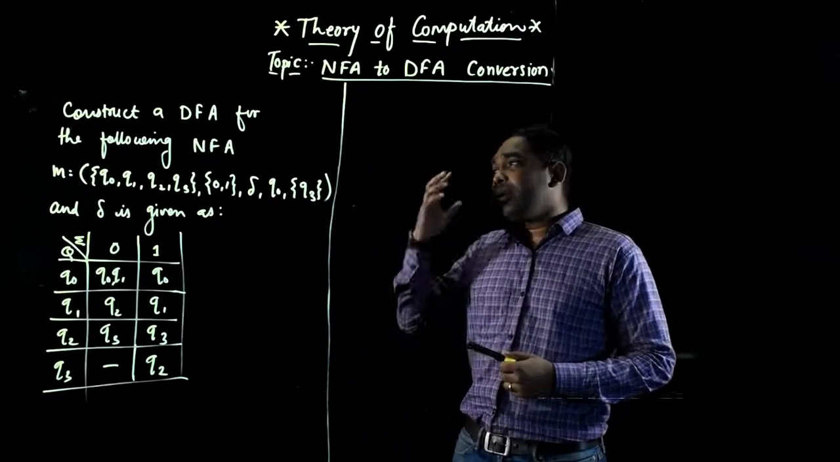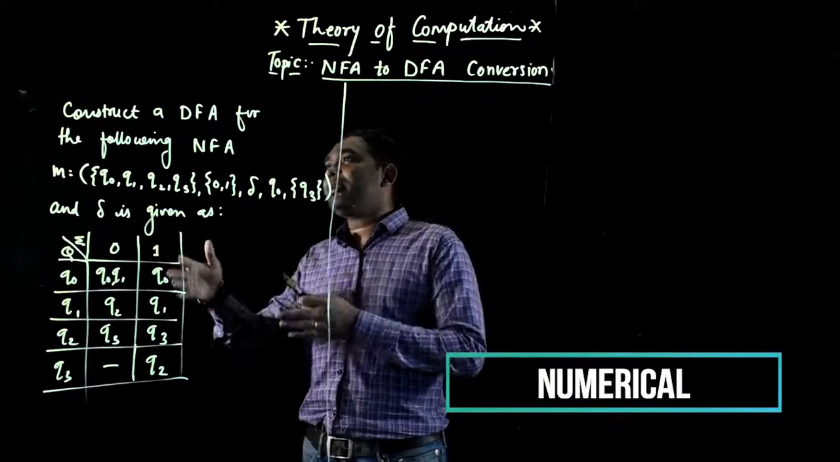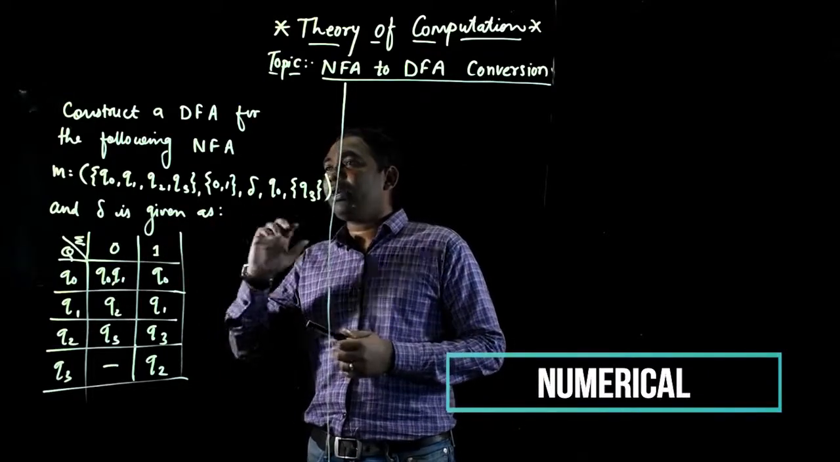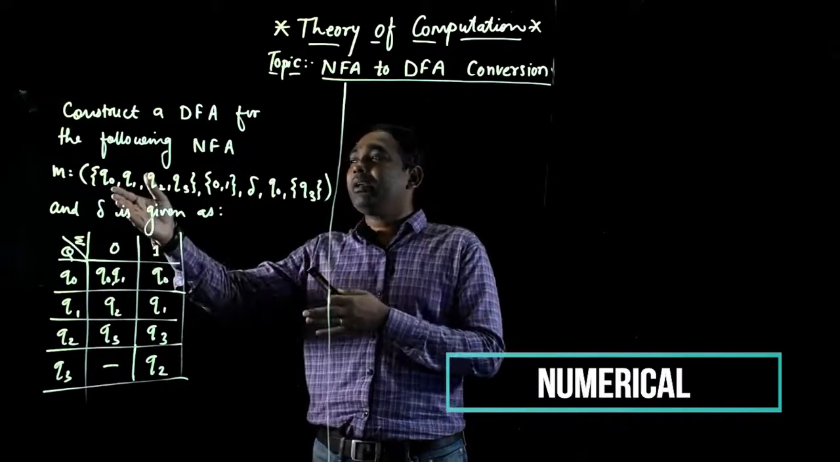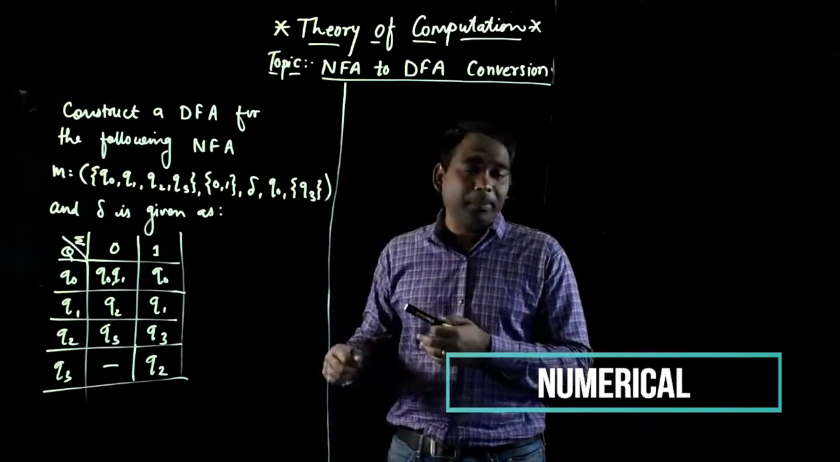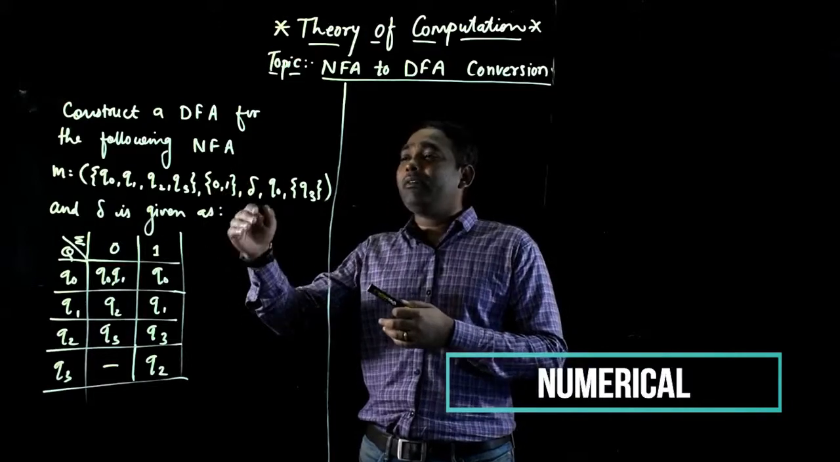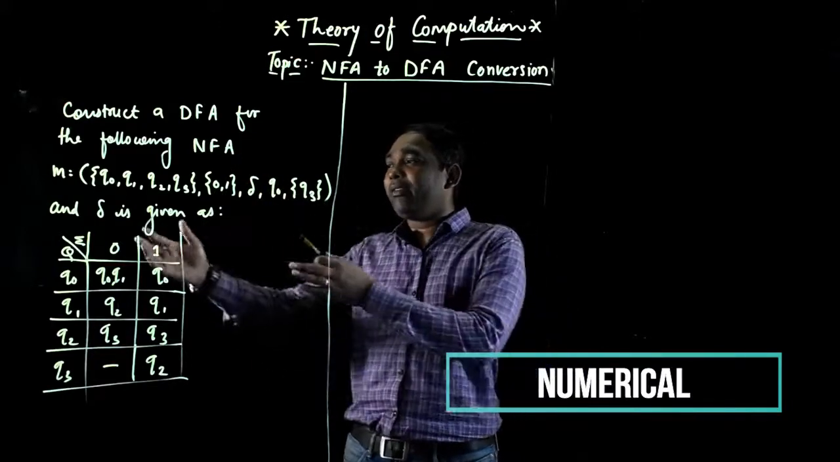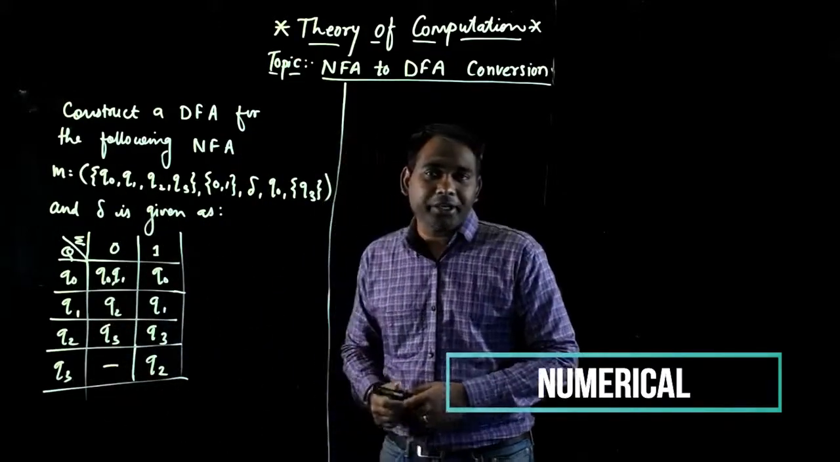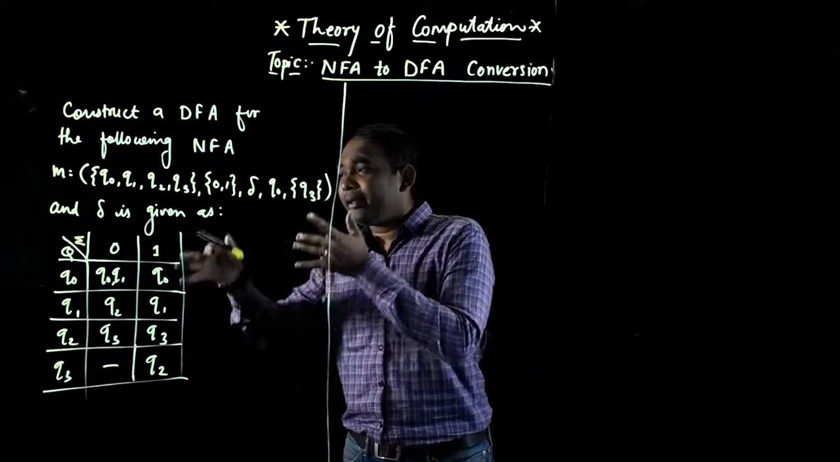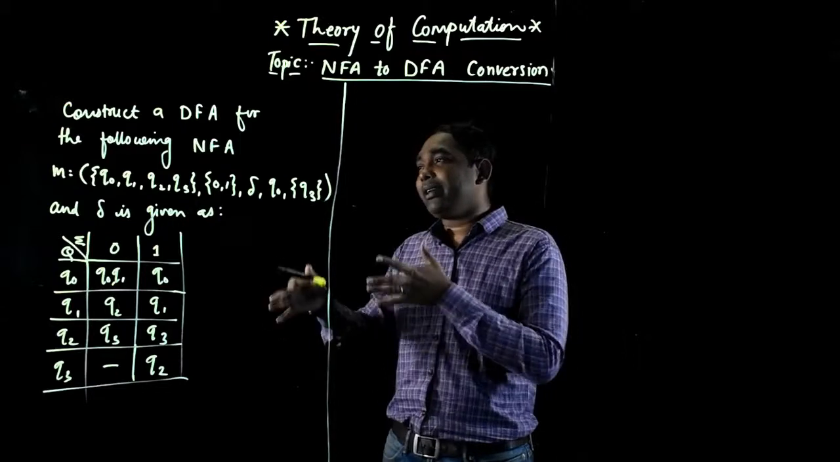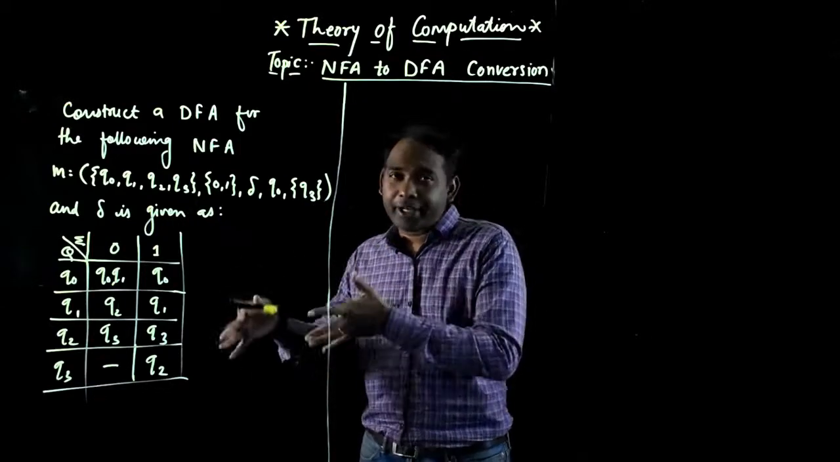If in your exam the problem is like this: construct a DFA for the following NFA where M is equal to, here the set of tuples are given: Q0, Q1, Q2, Q3; 0, 1; del; Q0 and Q3, where del is given in the form of this transition table. First of all, we must understand what exactly the problem is, whether it is an NFA or a finite automata or not.